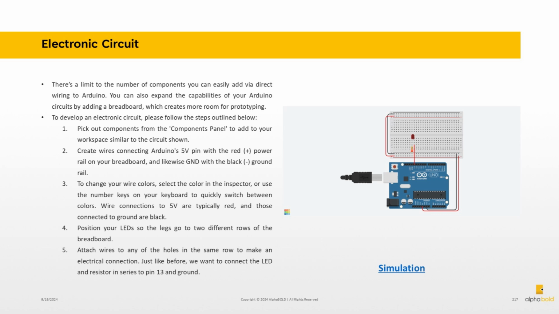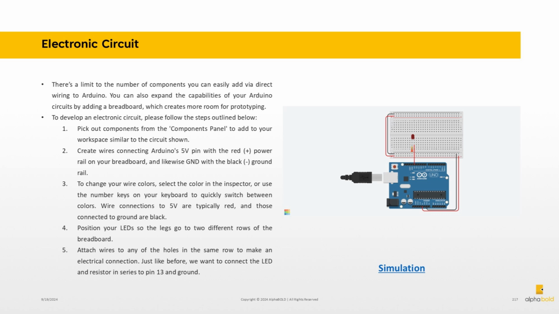To develop an electronic circuit, please follow the steps outlined below. Pick out components from the component storage box to add to your workspace similar to the circuit shown. Create wires connecting Arduino's 5-volt pin with a red plus power rail on your breadboard, and likewise GND with a black ground rail. To change your wire colors, select the color in the inspector, or use the number keys on your keyboard to quickly switch between colors. Wire connections to 5-volt are typically red, and those connected to ground are black.